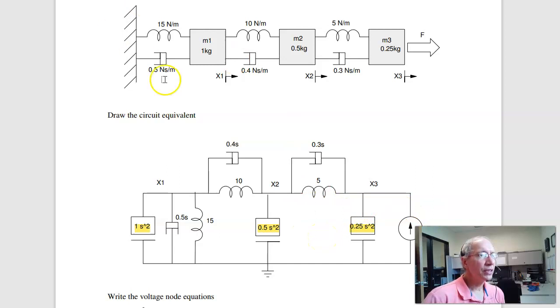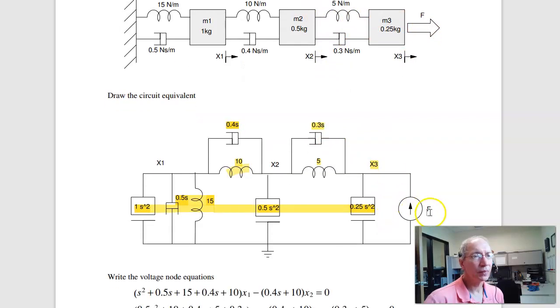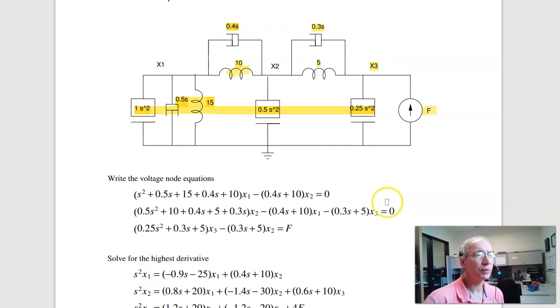Once I do that, start filling them in. I've got 15 Newton meters between mass 1 and ground, right here. 0.5 newtons per meter per second. Between 1 and 2, 10. Between 1 and 2, 0.4 s. Between 2 and 3, 5. Between 2 and 3, 0.3 s. And then a force on mass 3. So there's your circuit equivalent.